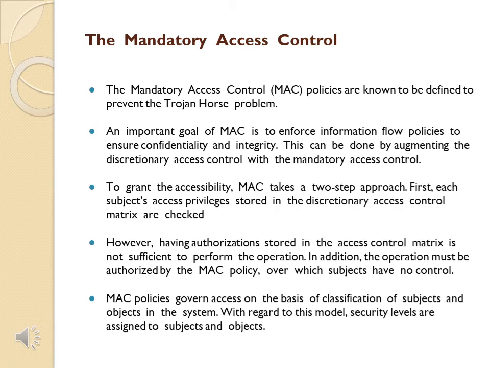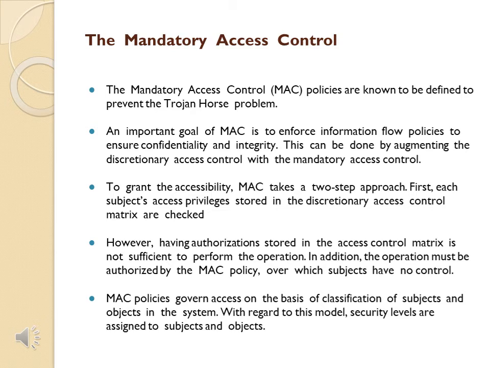The security label basically contains two pieces of information. The first one is a classification, that is, top secret or confidential, and the second one is a category, which is essentially a management level. The important goal of MAC is to enforce the information flow policies to ensure confidentiality and integrity.